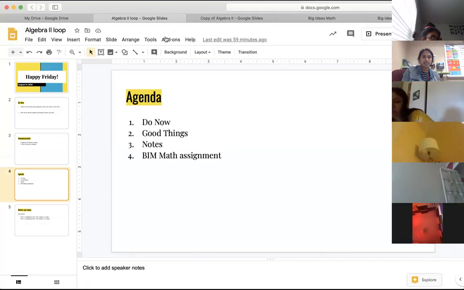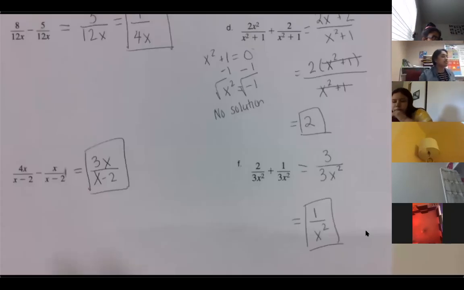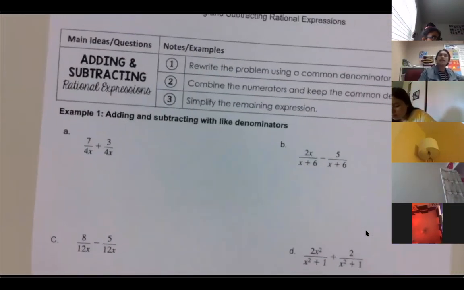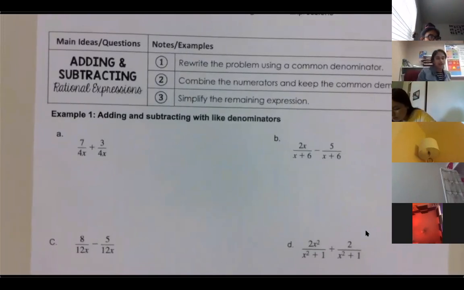So today we're going to shift gears and talk about adding and subtracting rational expressions. This whole week we've talked about multiplying and dividing, which is actually a little bit simpler than adding and subtracting. The reason is that anytime you add and subtract rational expressions, we treat them just like fractions, which means that you need to have a common denominator when you do these problems.